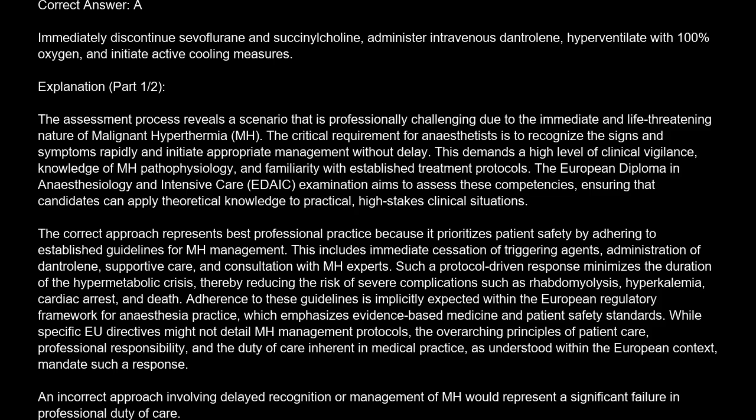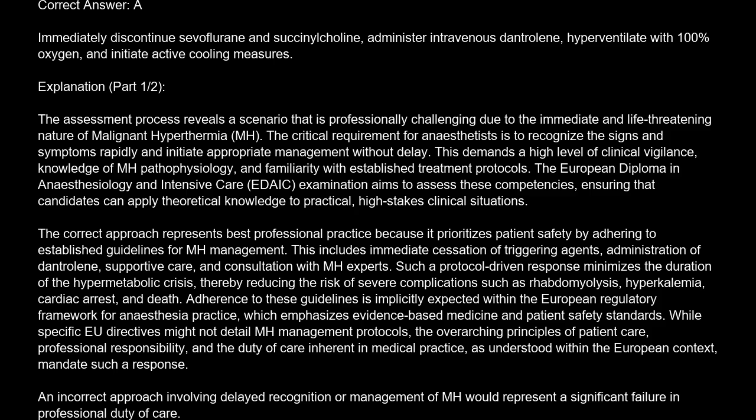The correct approach represents best professional practice because it prioritizes patient safety by adhering to established guidelines for MH management. This includes immediate cessation of triggering agents, administration of dantrolene, supportive care, and consultation with MH experts. Such a protocol-driven response minimizes the duration of the hypermetabolic crisis, thereby reducing the risk of severe complications such as rhabdomyolysis, hyperkalemia, cardiac arrest, and death.